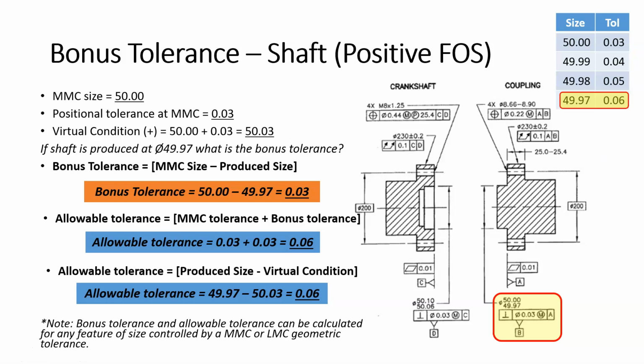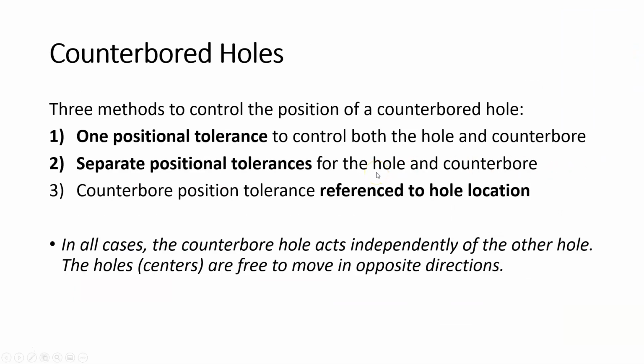Okay, so let's continue on with a look at how to deal with counterbored holes, or compound holes, holes with different diameters. There are three methods to control the position of a counterbored hole. The first two, number one and number two, are definitely the most common, but we have three options to cover the whole range of variability here.